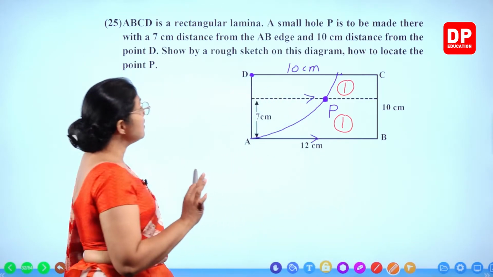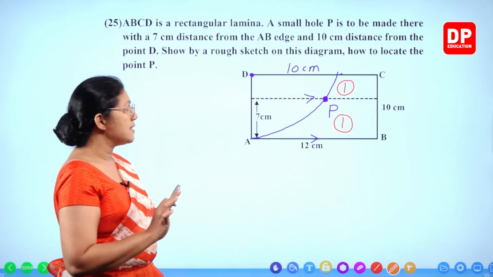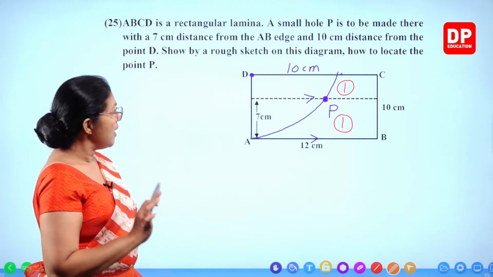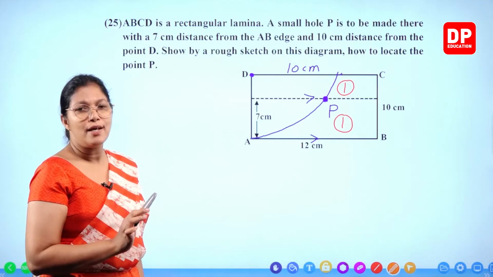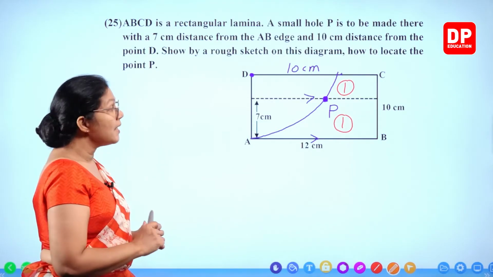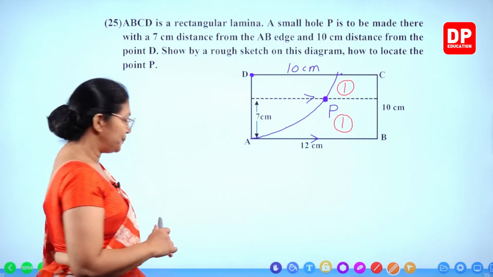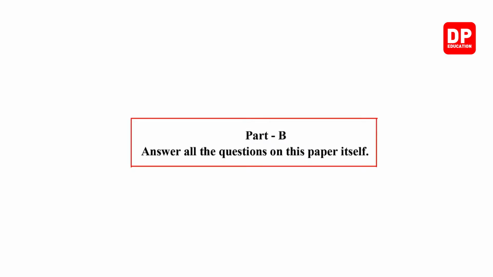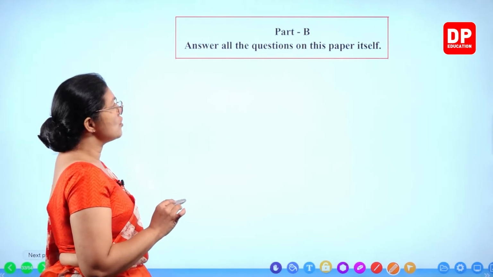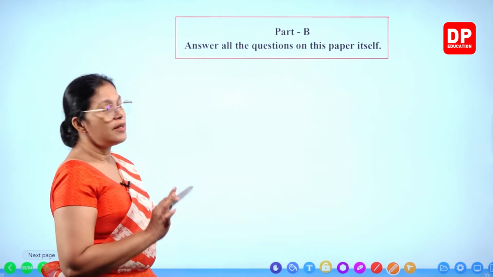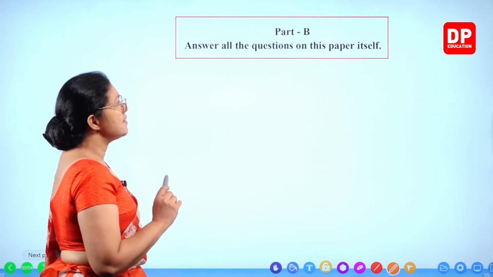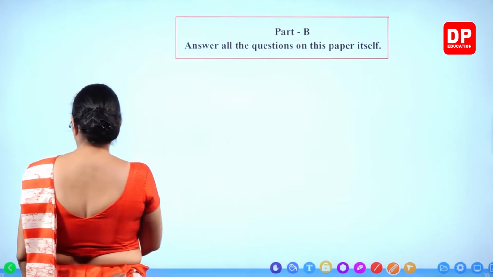So we completed all 25 questions in part A. Make sure that you spend maximum 2 minutes per question. Let's do part B now. Answer all the questions on this paper itself. Spaces are given. Make sure that you write all the answers in the spaces provided.